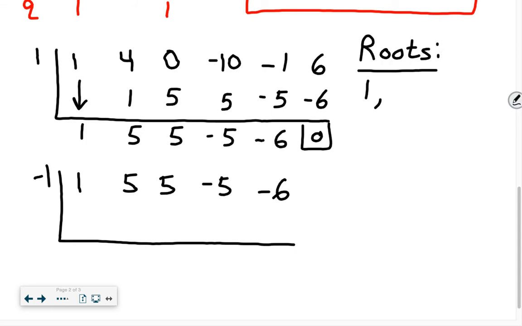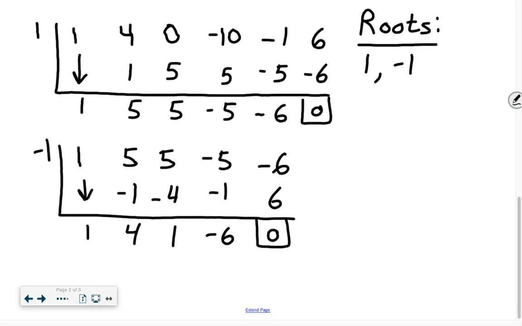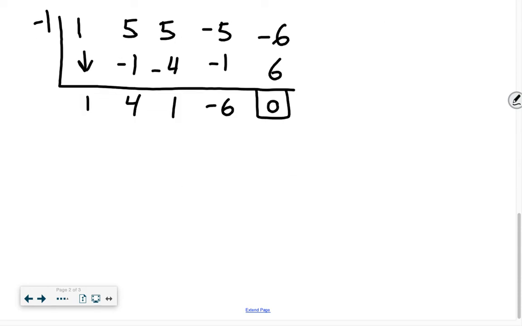So -1. Drop the 1, -1, 4, -4, 1. And we'll keep going. Multiply those two, we get 6. And wouldn't you know it, we just found our second root. Because the remainder is 0, -1 now is a root for us. And again, we broke it down even further. So now let's go ahead and try another number.